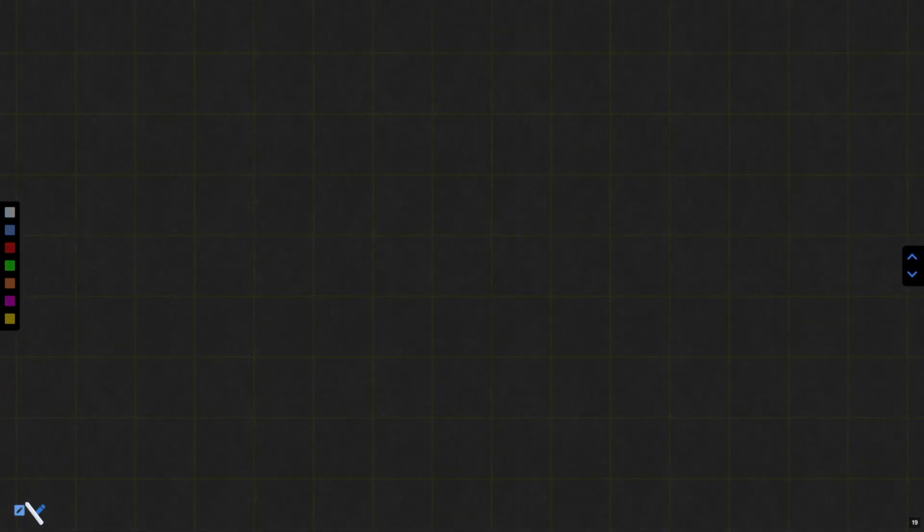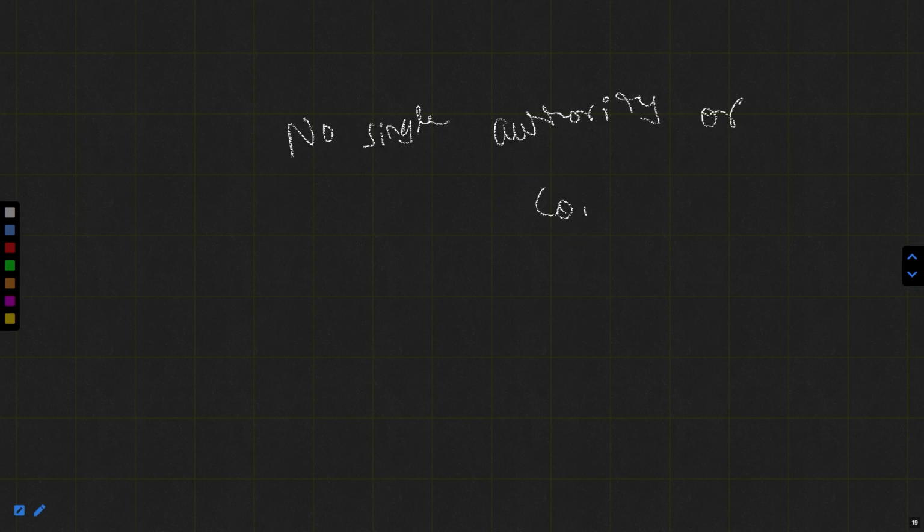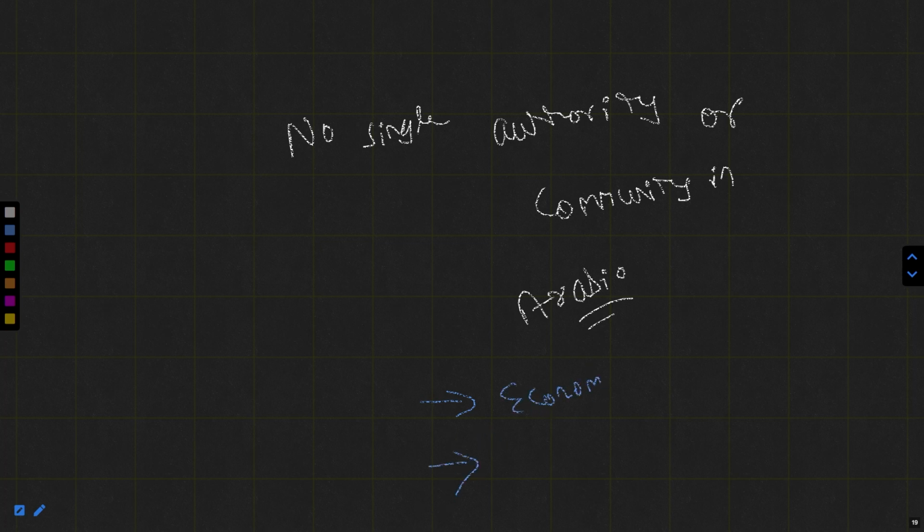Remember, in the previous lecture we came to know that there was no single authority or community in Arabia. They were living together only because of two things: economic interest, and second, cultural reasons.